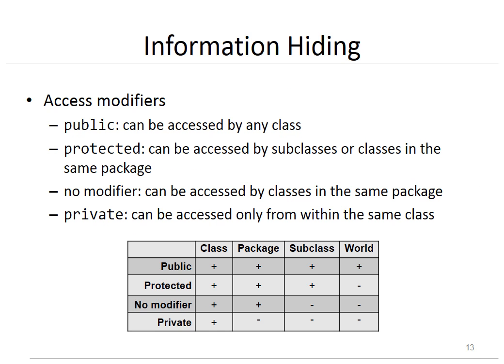The first step to restricting access to variables or methods is to appropriately define access modifiers. There are 4 access modifiers that can be applied to methods and variables in Java. Public, which means accessible by any class. Protected, which means accessible by subclasses or classes in the same package. No modifier, which means accessible by classes in the same package. And private, which means accessible only from within the same class. The below table illustrates these access levels.